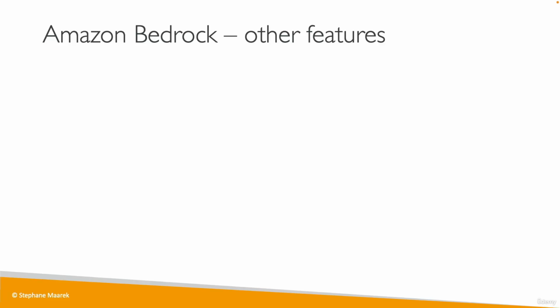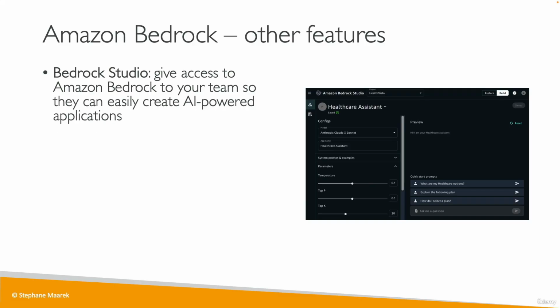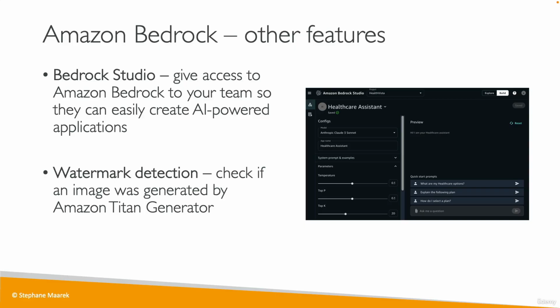So let's talk about other features of Amazon Bedrock. And of course, if they start appearing at the exam a lot more, I will do deep dives on them. But we have Amazon Bedrock Studio. This is a UI that you give to your team, and that allows your team to use Amazon Bedrock more easily and also to create applications faster. There's watermark detection, which is a feature of Amazon Bedrock to send an image to it, and the feature will tell you if this image was generated with Amazon Titan or not.